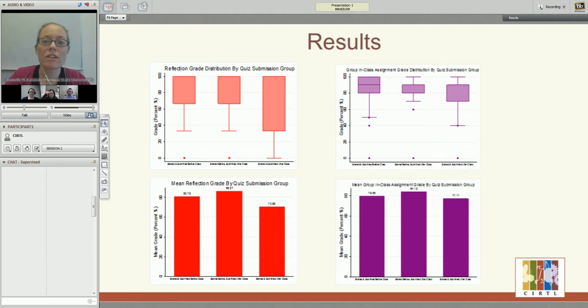So then looking at the relationship between the quiz submission and the in-class assignments that students complete. For the reflection, which is an individual activity, we see that there's little difference between, again, starting before class and also submitting, or starting before class and then submitting after. But then we do, again, see a difference with those who start and submit after class. In contrast, for the in-class group assignment, there is no statistically significant difference at the 10% level between those distributions and their setup. Next slide, please.